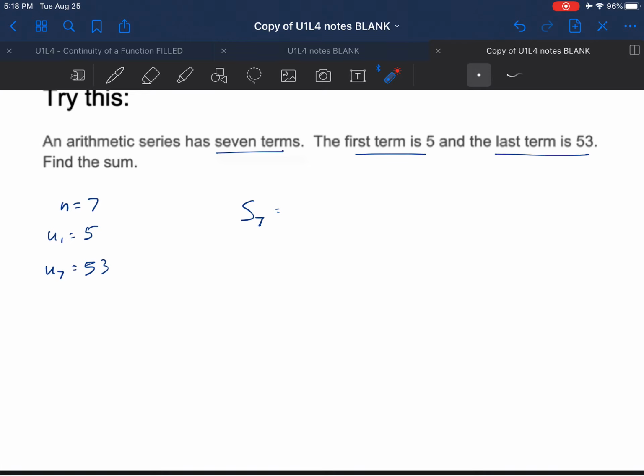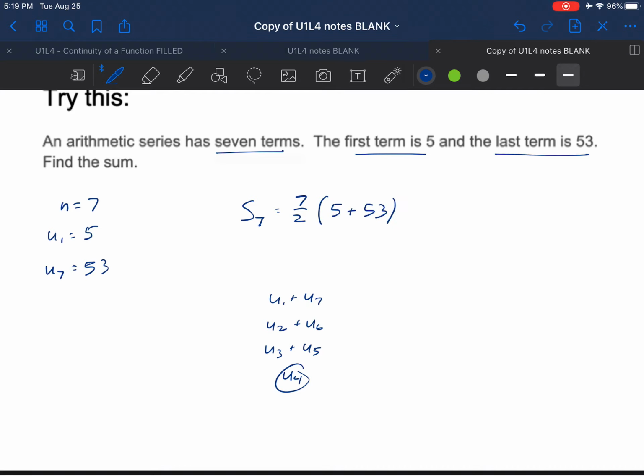So in this case, we've got that s sub 7 is equal to 7 over 2, because we have 7 terms. So this is a little bit weird. We actually have 3.5 pairs, because we're going to have u1 plus u7, u2 plus u6, u3 plus u5, and then u4 hanging out by itself. So we have 3.5 terms. And the sum of those pairs is going to be 5 plus 53, so this becomes 7 over 2 times 58.